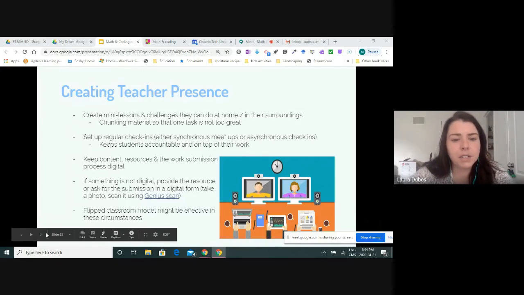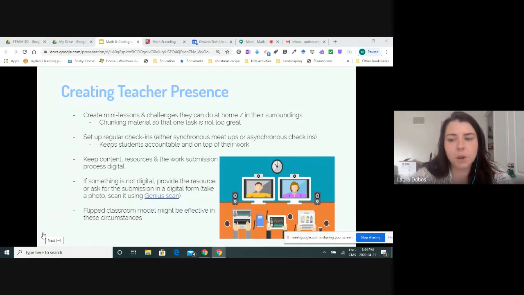Keep content, resources, and work submission process digital. If you're able to keep everything online, I know it's a bit of a process teaching kids how to fill in PDFs online with their Chromebooks, how to submit their work online on Google Classroom. But it's a skill that once they have it, becomes much more streamlined for both you and the students.